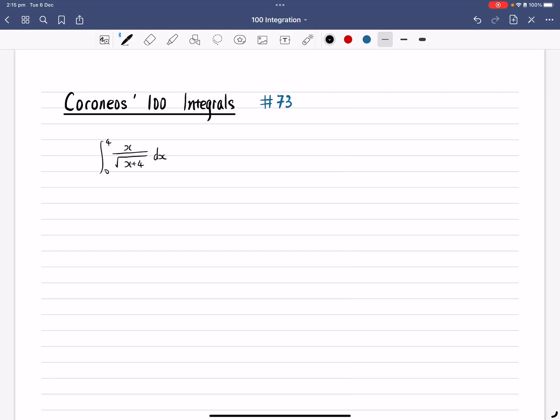Okay, Coroneos 100 integrals, number 73. Alright, so this is a definite integral question. We need to integrate from 0 to 4, x over the square root of x plus 4.